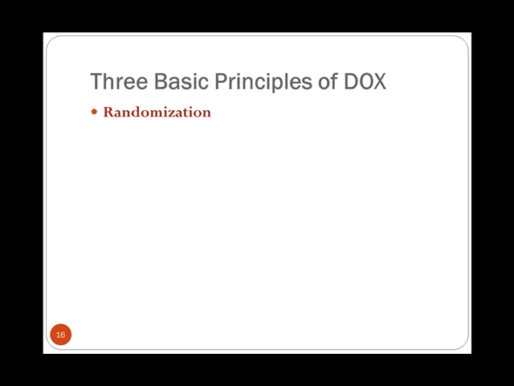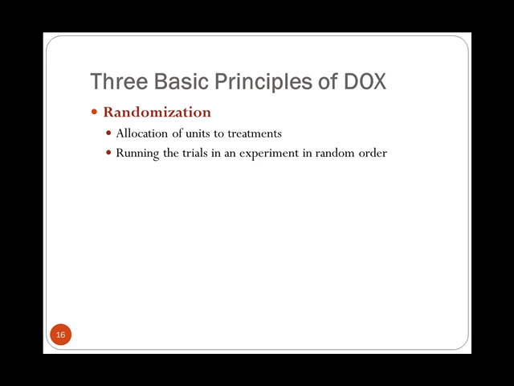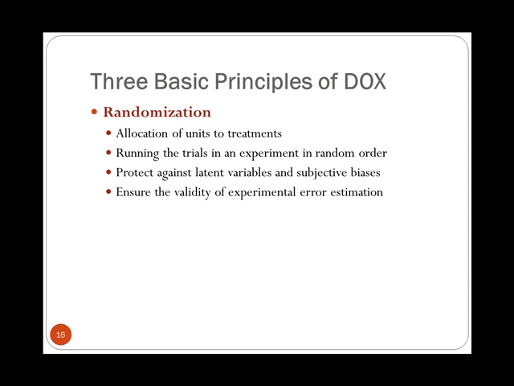The three basic principles of designed experiments. The first is randomization. Allocation of units to the treatments needs to be randomized. Running the trials in an experiment should be in random order. It protects against latent variables and subjective biases. It ensures the validity of experimental error estimation and the validity of statistical inferences.